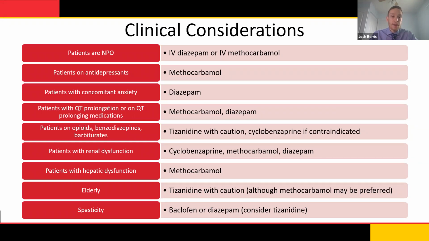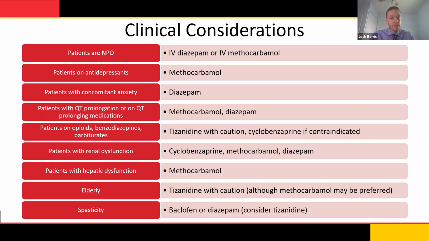Patients on opioids, benzos, or barbiturates, this is where you can use a bunch of the skeletal muscle relaxants, but you just need to use them cautiously. Because of the lack of interactions, I said tizanidine is probably the best one to use, but still have caution due to the sedation effects we can see. And then cyclobenzaprine if tizanidine is contraindicated.